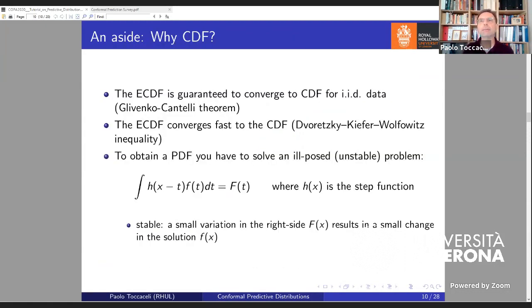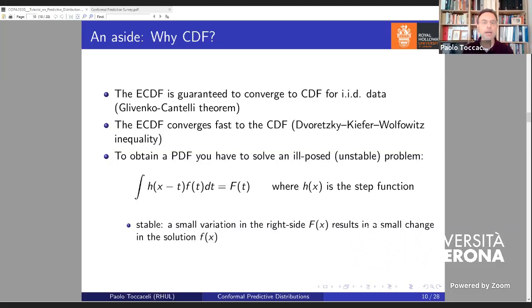So generally, when I talk about CDF, I get sort of perplexed looks from practitioners, because people tend to be looking for or expect a probability density function. But I will give you a little bit of a sales pitch for cumulative distribution functions. The first thing is that there are theoretical results that guarantee that the ECDF converges to the CDF for IID data. This is called the Glivenko-Cantelli theorem, and it's a fundamental result in statistics.